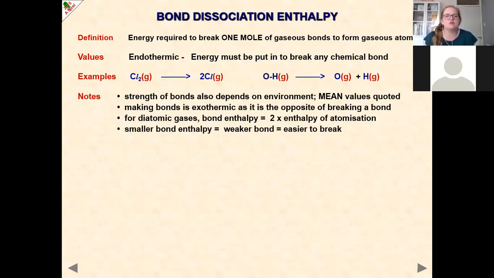So that gives us some sort of clue if we're starting to look at bond enthalpies. If we're looking at a molecule, which bond is going to be easiest to break? Which one will break first at this temperature? Well, the smaller the bond enthalpy, that means that bond's weaker. It's going to be easy to break. It requires less energy to break it.